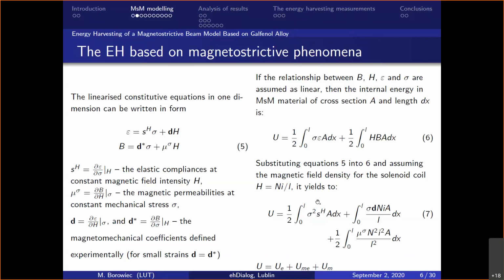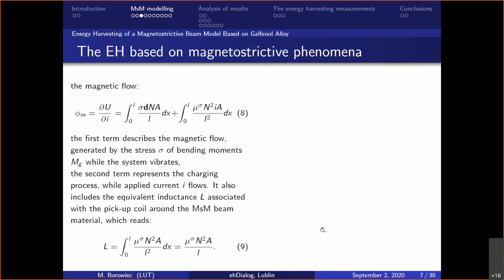And the first term is called the pure elastic internal energy. The last one, the third one, is called the pure magnetic internal energy, and the one in the middle is called the mutual magnetoelastic energy. That is shown here. There are three parts of this energy in the magnetostrictive material.